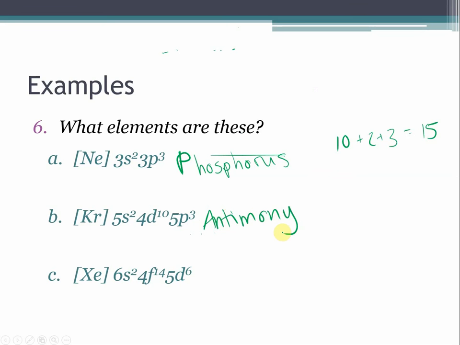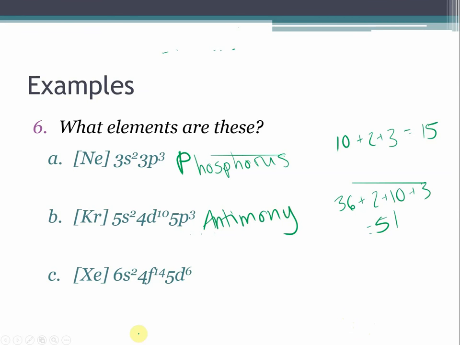Once again, the other way to check is to find the number of electrons in krypton. Krypton has 36 electrons, plus 2, plus 10, plus 3 gives you 51 electrons, which is the number of electrons in antimony.